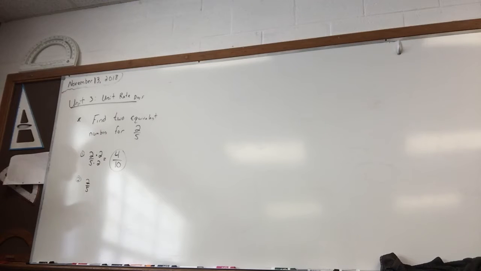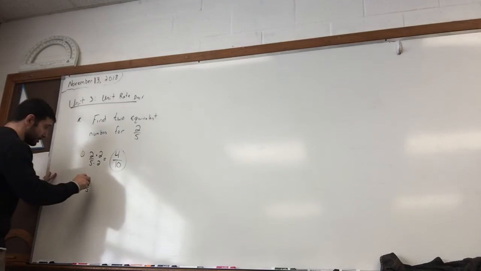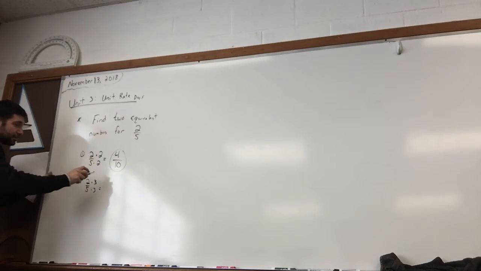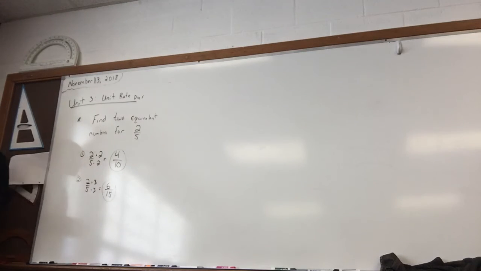8/15. Okay, how did you get that? What did you multiply it by? Well, we already multiplied them by 2. So let's multiply this one. What do we want to multiply this by? 3. Okay, let's multiply it by 3. We take the numerator, we take the denominator, and we multiply. 2 times 3 is 6. 5 times 3 is 15. Those are equivalent. Could I get another one?